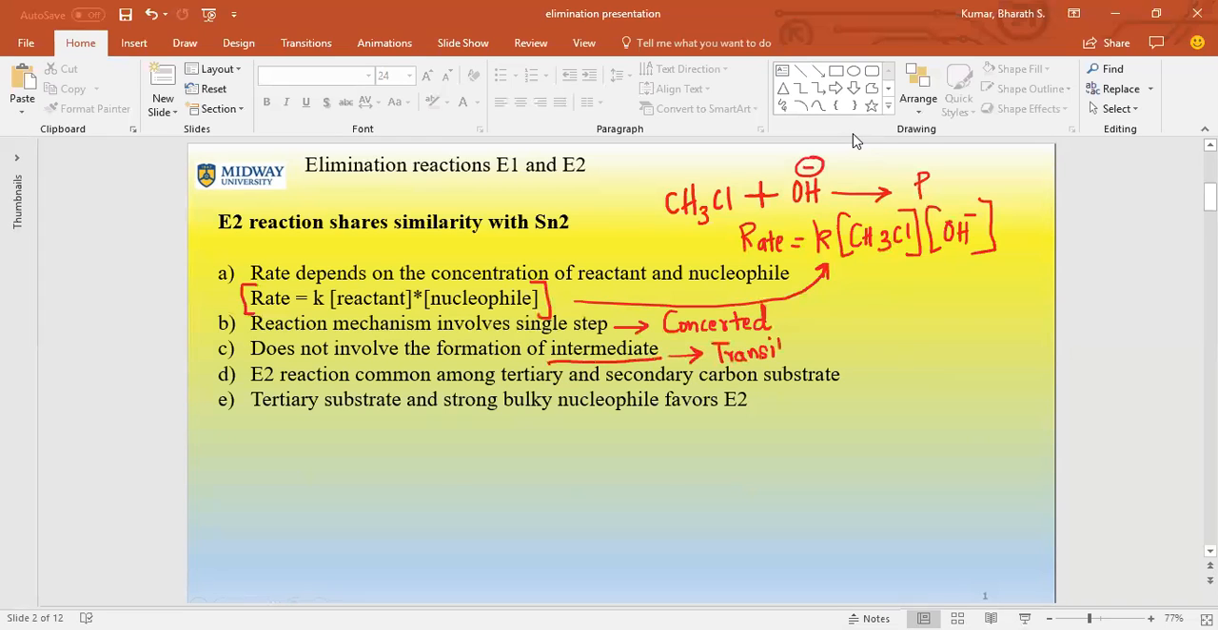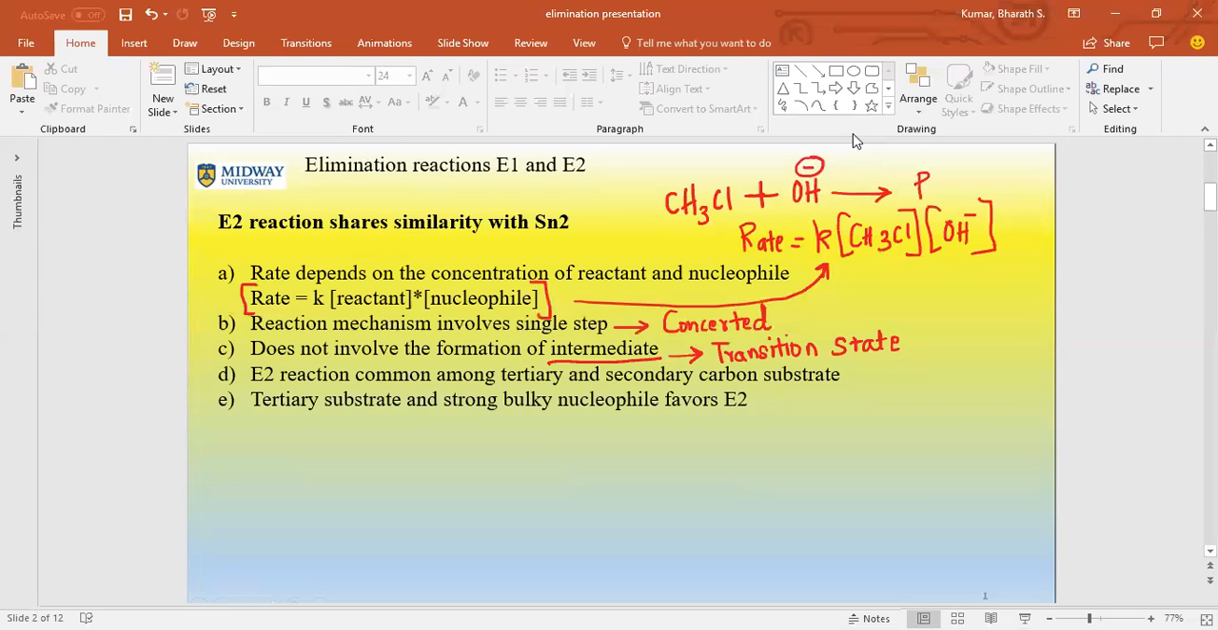Okay, don't mix it up. All chemical reactions have a transition state, but not all chemical reactions have an intermediate. So E2 reactions do not involve the formation of an intermediate. It only involves the formation of a transition state.